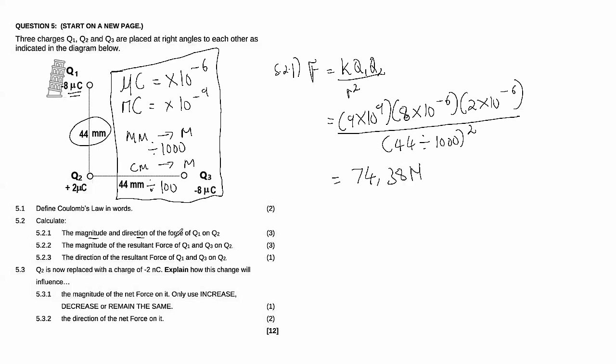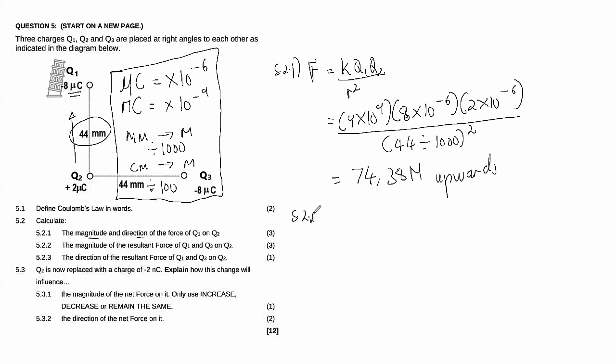So that's 74.38 newtons. But remember, we must also indicate the direction. Now, this is the magnitude and direction of force Q1 on Q2. So we want to know the magnitude and direction that Q1 exerts on Q2. Because Q1 here is negative, we do understand that it will be exerting an attraction force towards Q2, pulling Q2 where? Upward. So in other words, we can say that Q1 is exerting an upward force on Q2, pulling it upward. So we need to say here, upwards. That's our direction. And just like that, we have our 3 marks.